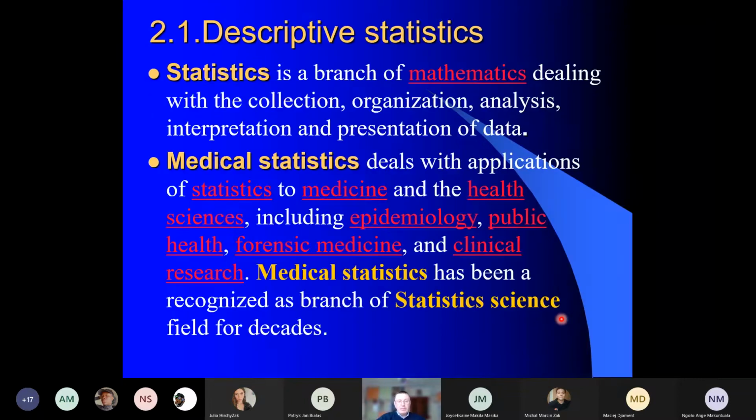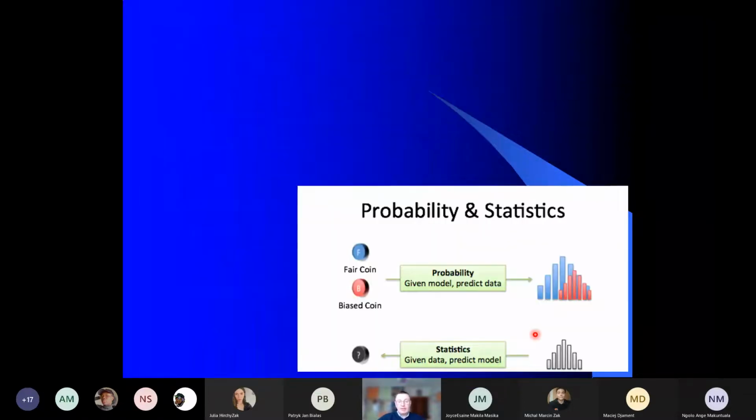So let's move in. First of all, we have to refresh ourselves on what statistics itself is seen as: a branch of mathematics which deals with collection, organization, analysis, interpretation, and presentation of data. And in the case of application to medicine, medical statistics deals with the application of statistics to medical and scientific tasks in medicine especially, as well as being useful in health science, including epidemiology, public health, forensic medicine, clinical research, and so on. And medical statistics has been recognized as a branch of statistical science for decades. So they are subfields, but it's also an independent scientific area.